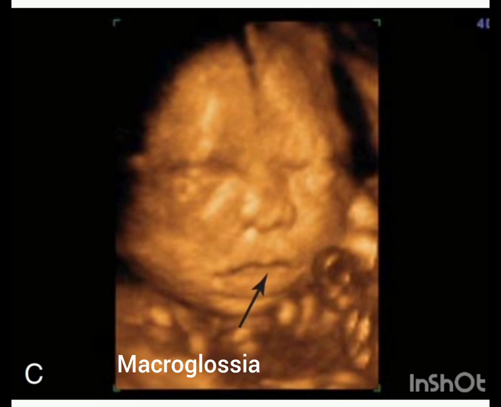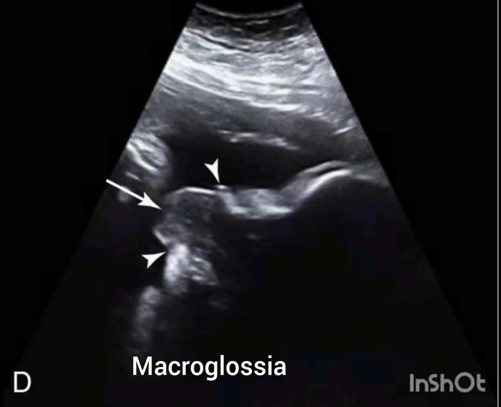This is the image of macroglossia, which is a large tongue, and as you can see in this image, it is preventing the closure of the lips indicated by the black arrow. It is most commonly associated with Beckwith-Wiedemann syndrome. Now this is a 2D image of macroglossia. You can see the large tongue is indicated by the arrow, and the arrowheads indicate the mouth.